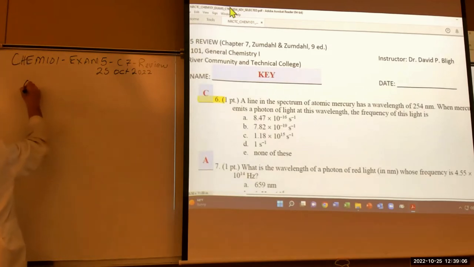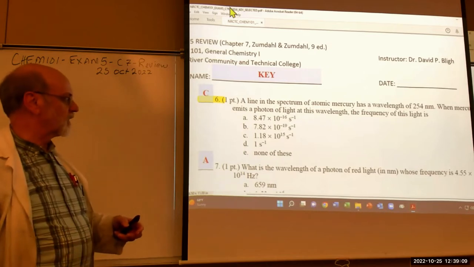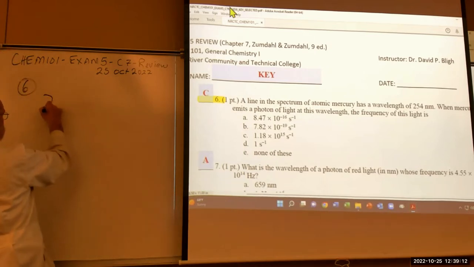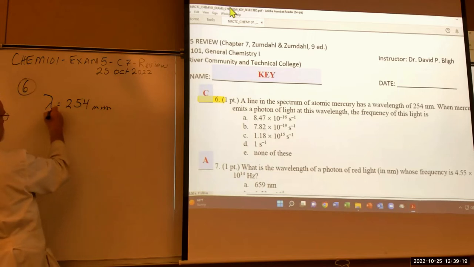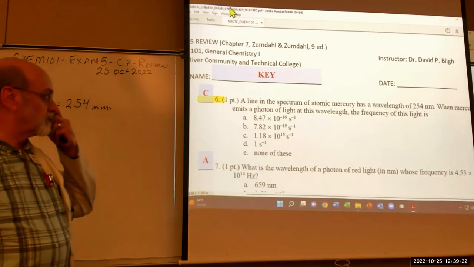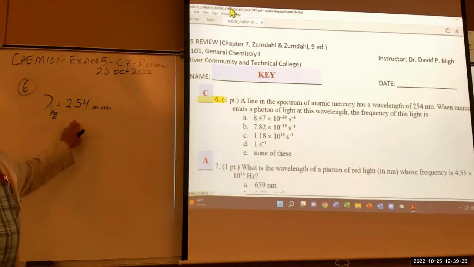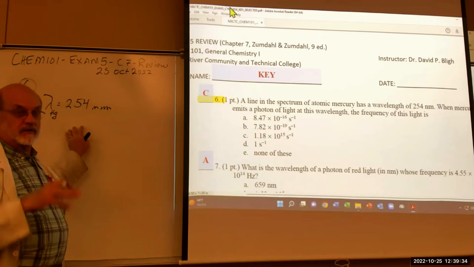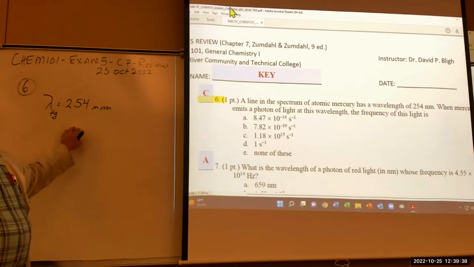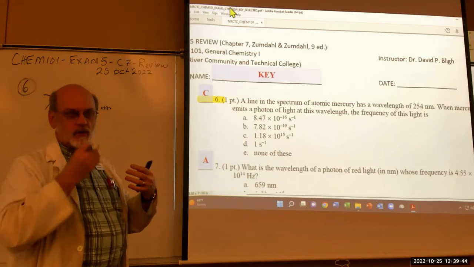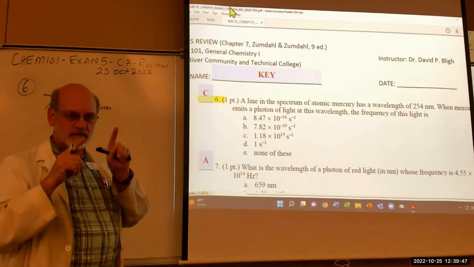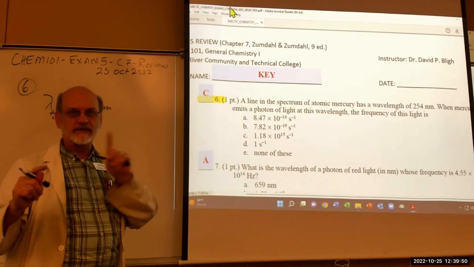Number 6. A line in the spectrum of atomic mercury has a wavelength of 254 nanometers. One of mercury's lines. Remember when we talked about hydrogen having a line spectrum of only 4 visible lines? All elements are that way. All elements have line spectra. Some of them are more complex than the others. And if you got more than one element mixed together and you're trying to separate them, then you want to pick one where the lines are unique so that you don't get them mixed up.